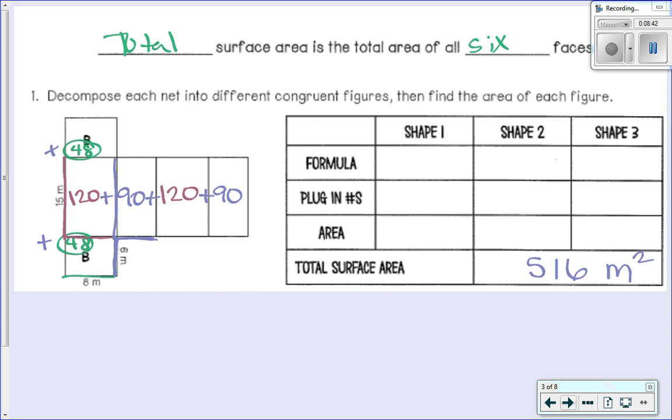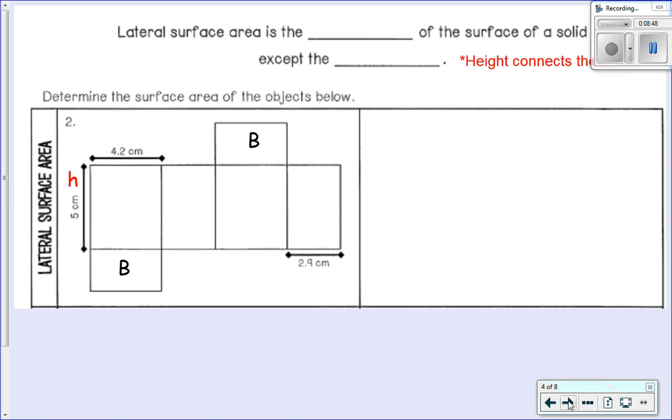Questions? All right. So not only do we have total surface area, but we have lateral surface area. When we're talking about lateral surface area, it's very important you identify the base, okay? Lateral surface area is the covering of the surface of a solid except the bases. Lateral does not include the base. And see why it's important? We need to identify the base of our prisms, okay?